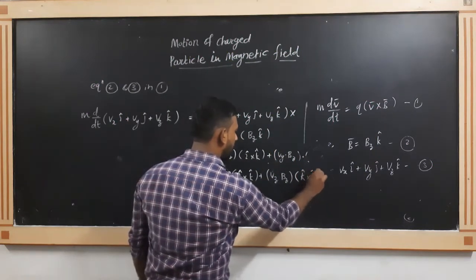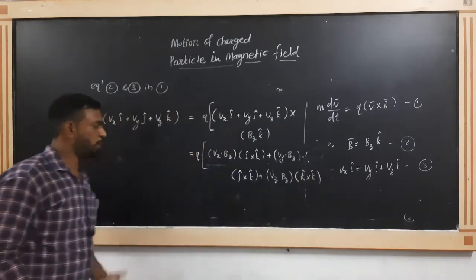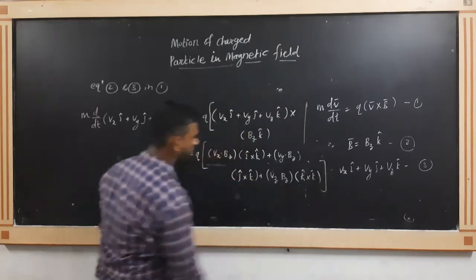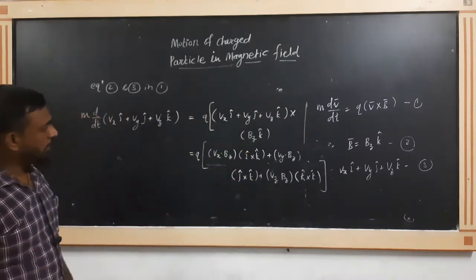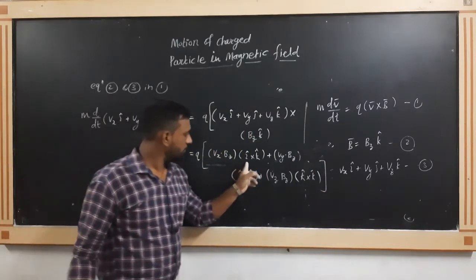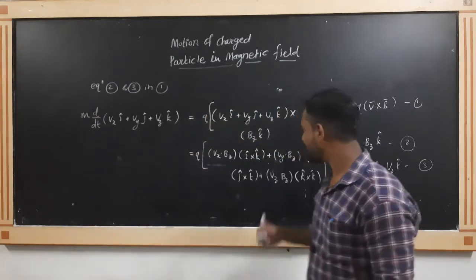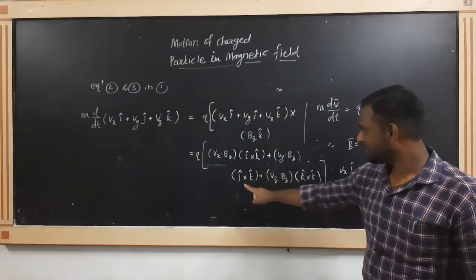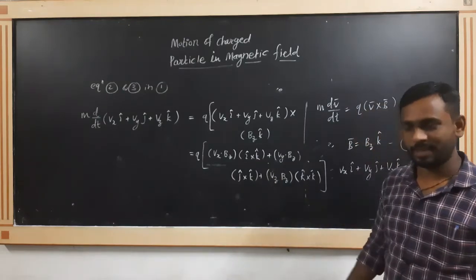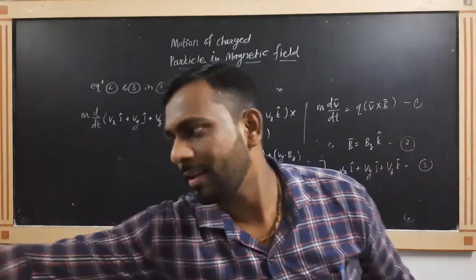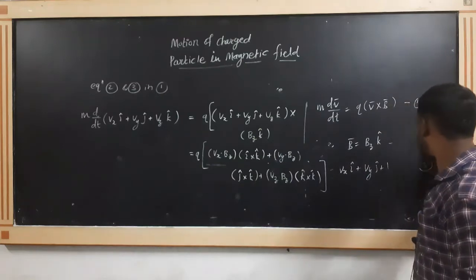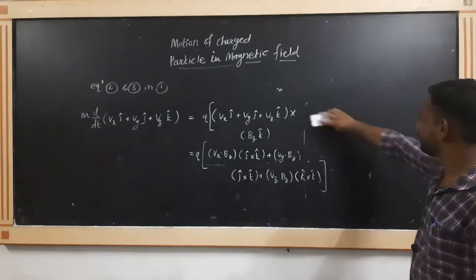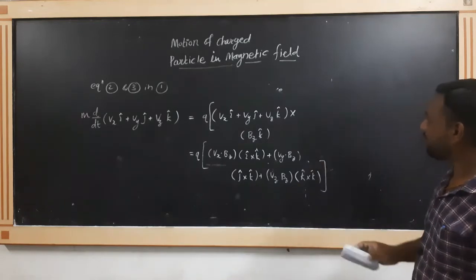This cross sign indicates the cross product of the two vectors, and with this we close the brackets. Okay, so what are the basic properties of this vector? I cross k, j cross k, and k cross k. Do you remember? From basic vector calculus.